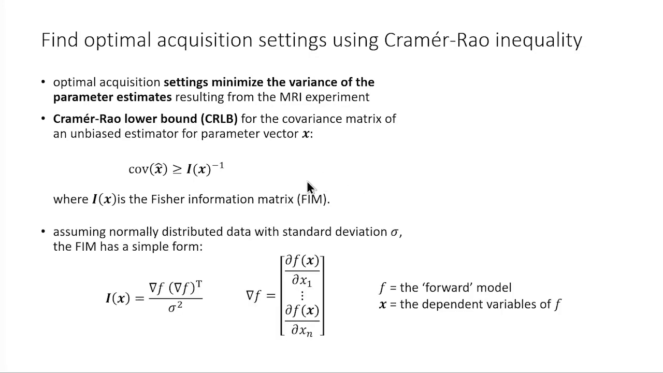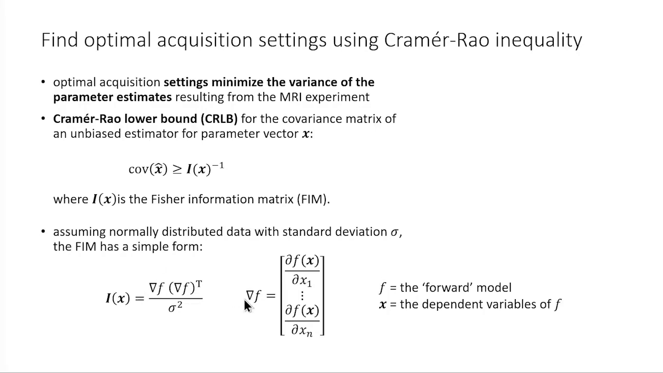And if we assume that the data is normally distributed with a fixed standard deviation, it actually has a very simple and elegant form. So it looks like this. And basically all we have to do is calculate the partial derivatives of our model, of our diffusion model, with respect to the dependent variables of the model, put them in a vector, multiply that with the transpose, and we have the Fisher information matrix.